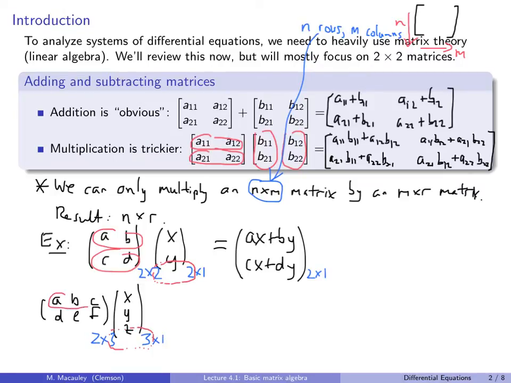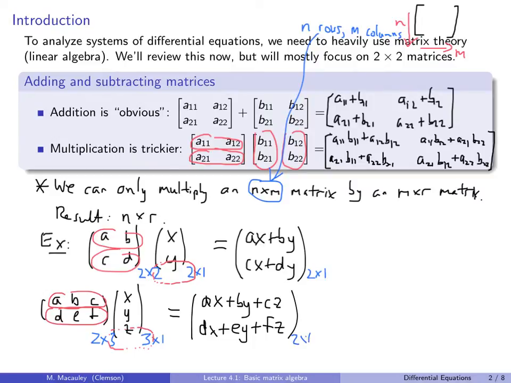So it doesn't hurt to draw these rows. So the result of this is AX plus BY plus CZ on top, and DX plus EY plus FZ on the bottom, and this, of course, is 2 by 1.